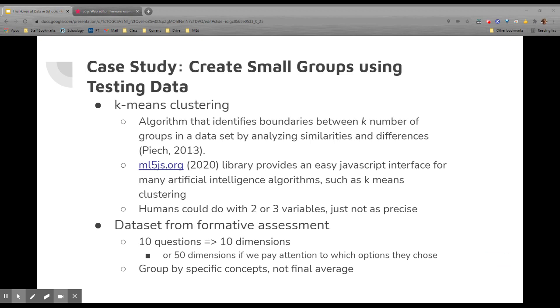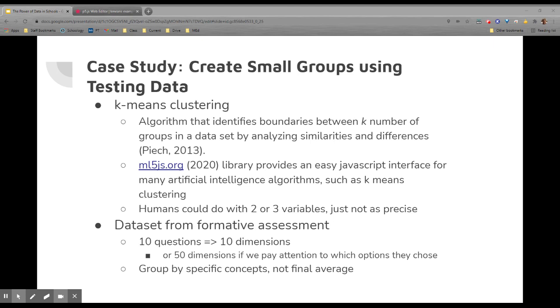So I have this case study that I wanted to do with a technique called K-means clustering, which is one of the learning analytics techniques that were just talked about. The idea with this case study is trying to create small groups using testing data. Now, K-means clustering is an algorithm that identifies boundaries between K numbers of groups.